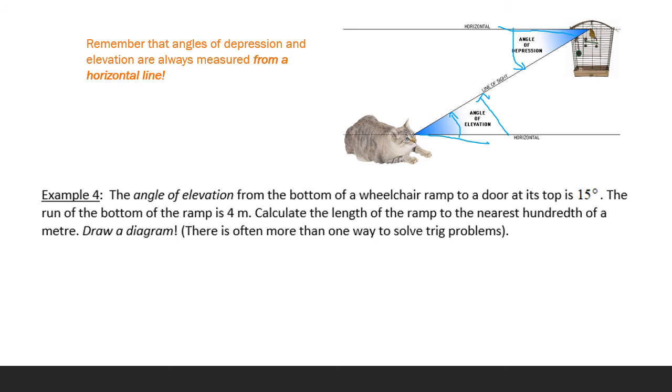Example 4. The angle of elevation from the bottom of a wheelchair ramp to a door at its top is 15 degrees. With word problems, we have to do one sentence at a time. So you're imagining a wheelchair ramp going up to a door. You picture one in your head so you have an idea of what you're supposed to be drawing here. The angle is going to be 15 degrees. The run, the bottom of the ramp, is 4 meters. You should be able to picture that too. Calculate the length of the ramp to the nearest hundredth of a meter.